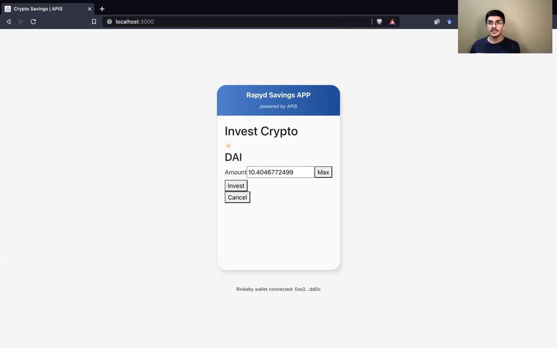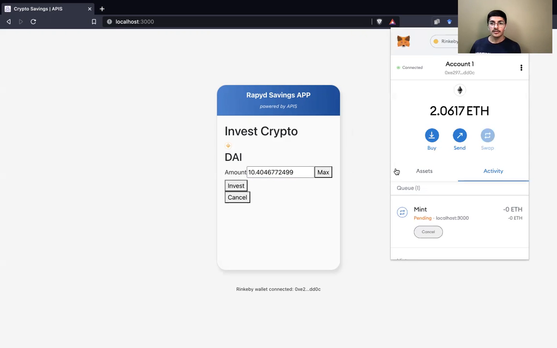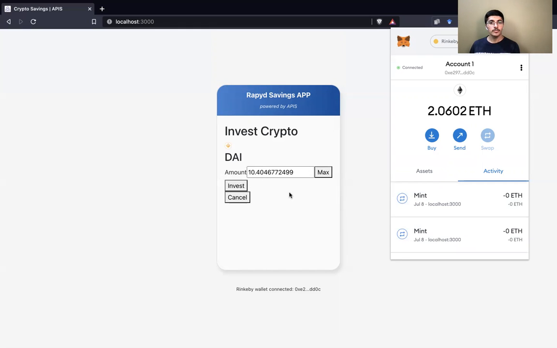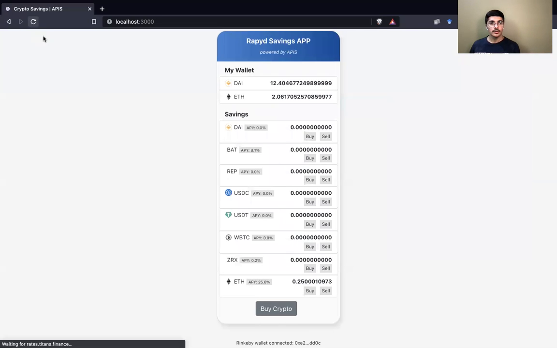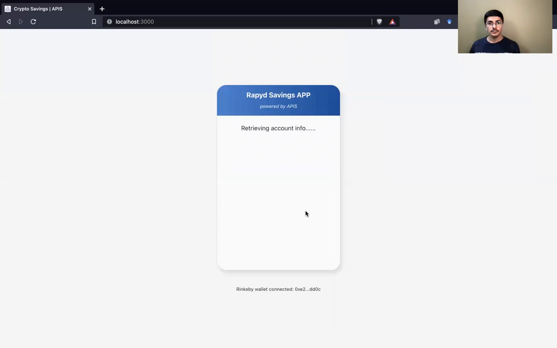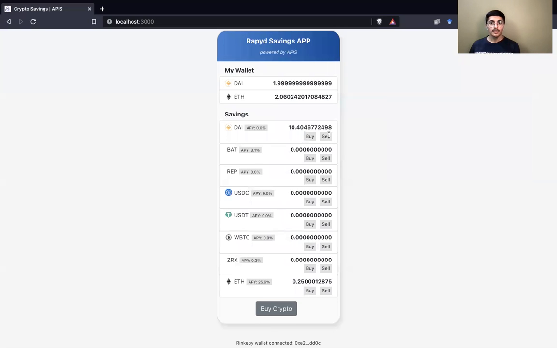After approving the transaction, we can see the mint transaction is pending. On the successful completion of the transaction, 10 DAI would be invested into Compound protocol. Now, as we can see over here, the balance is updated.